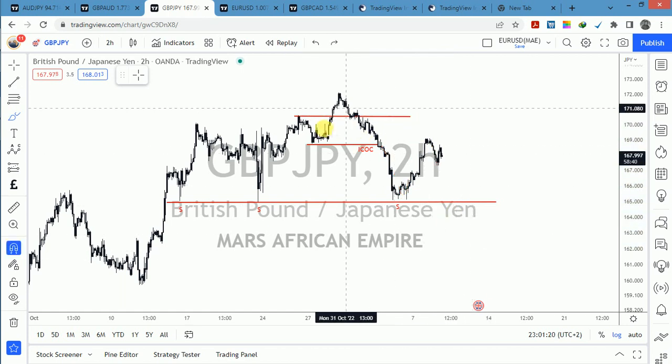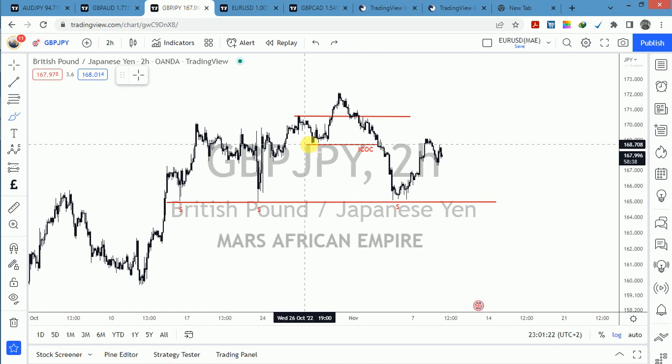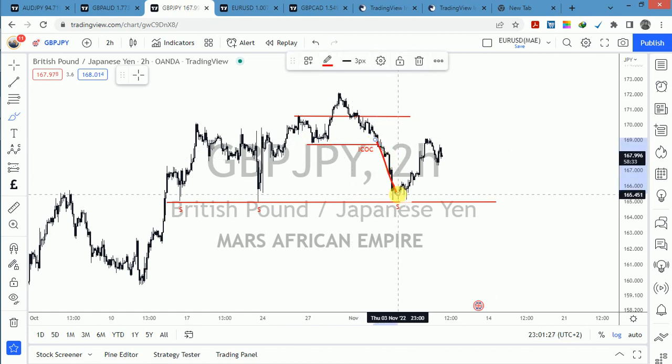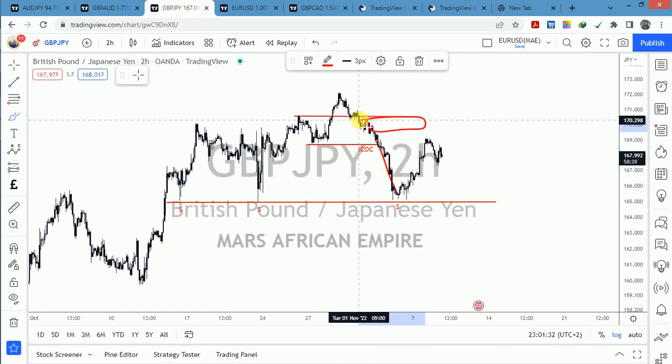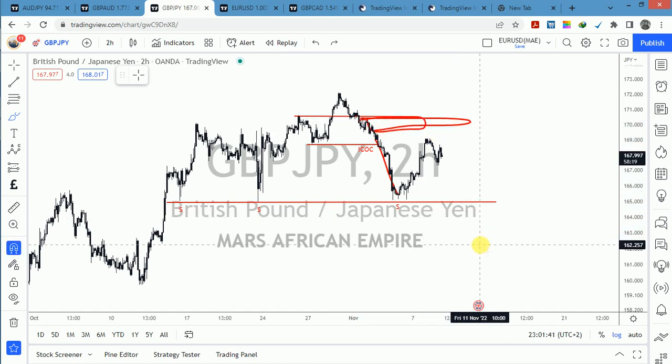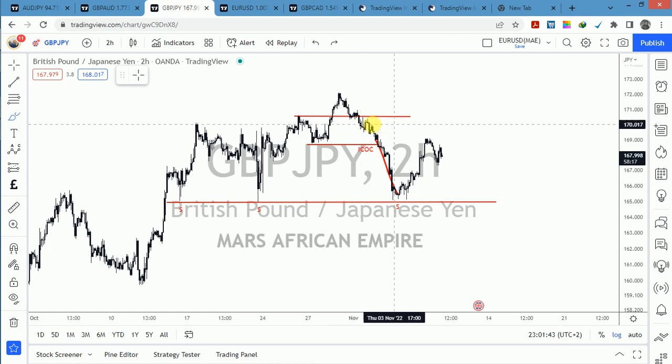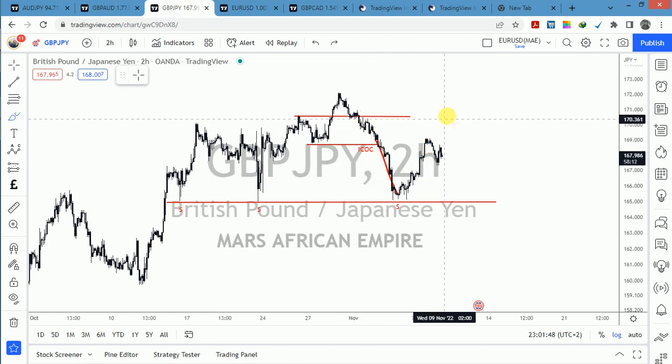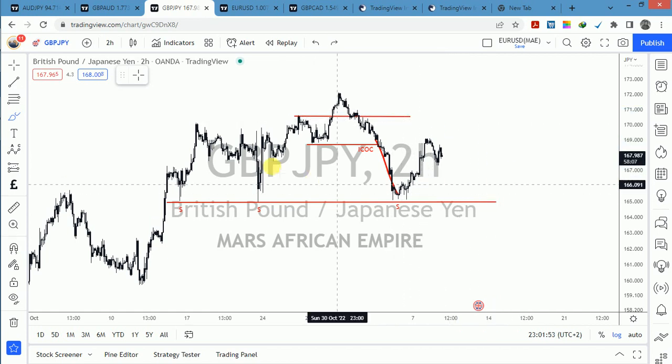So now we have a QML there. We have an internal change of character here. Once we do an internal change of character, we expect a pair to look for an order block just above that change of character. Look for that order block, mitigate the order block, and then continue to go down. So we are going to hunt that order block, and then we can use it as our entry to go down. So how do we do that?